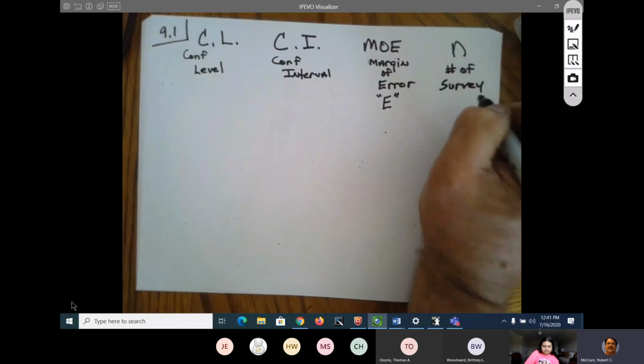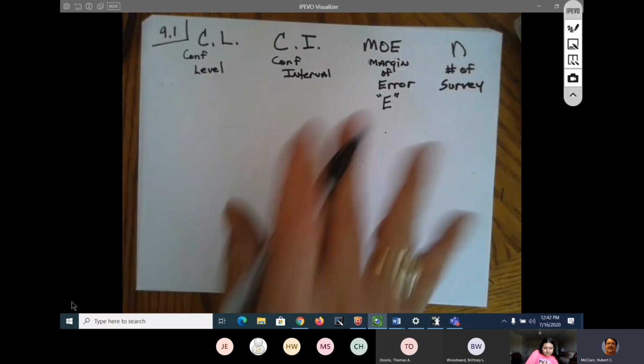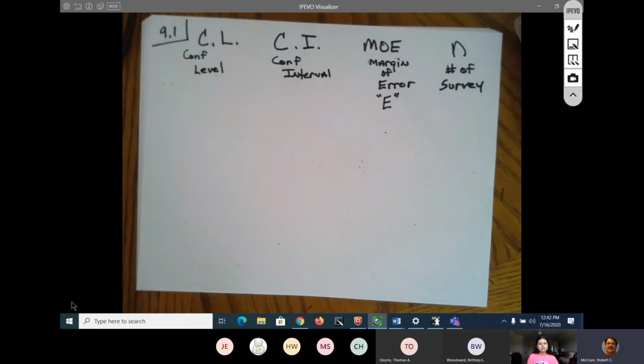So in other words, to have a 95% confidence level, what size group should you survey? And this is what we're going to be doing in chapter 9. Now I'm going to highlight the confidence level because most of the time the confidence level is going to be given.